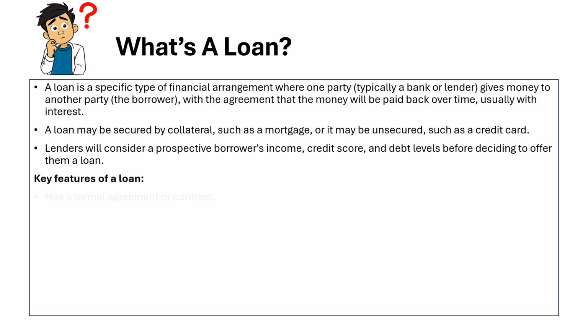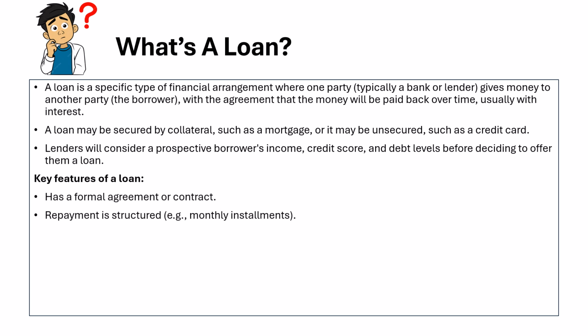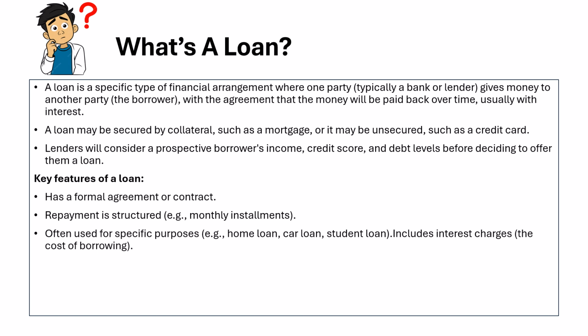Key features of a loan: it has a formal agreement or contract. Repayment is structured, such as monthly installments, and it is often used for a specific purpose. Examples: home loan, car loan, student loan. It includes interest charges, the cost of borrowing.